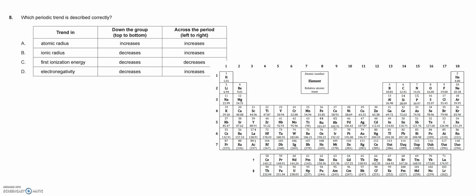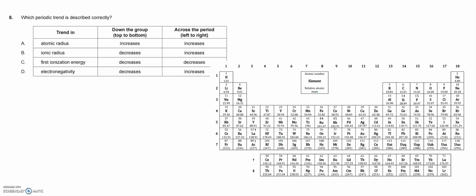So this one's looking at different periodic trends, which means I need to think about what these different trends mean. Atomic radius means how far out the electrons are from the nucleus. Ionic radius means that once I have lost or gained an electron, how far are the outermost electrons away from the nucleus. First ionization energy is how much energy it takes to remove an electron. And electronegativity is the amount of energy one atom has to pull an electron that is shared between two atoms to itself. So we need to have those four things in mind.